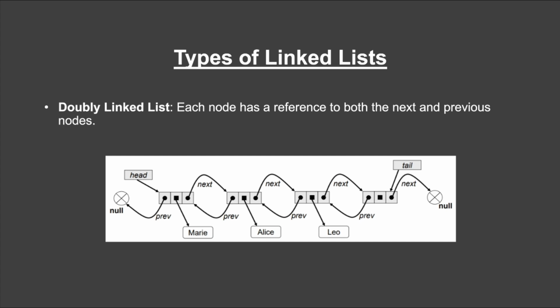On the other hand, there's the doubly linked list. In a doubly linked list, each node has a reference to the next node and the previous node, which allows easier traversal. So the list begins with the reference called head, which points to the first node. Additionally, we have a reference called tail, which points to the last node. So we can either traverse from the head to the tail or from the tail to the head.